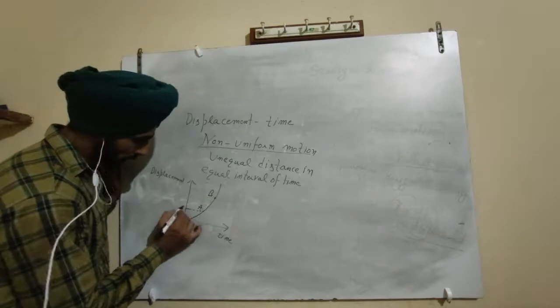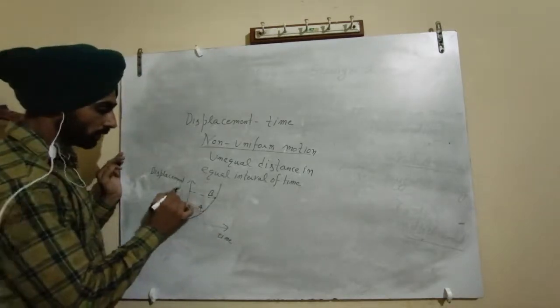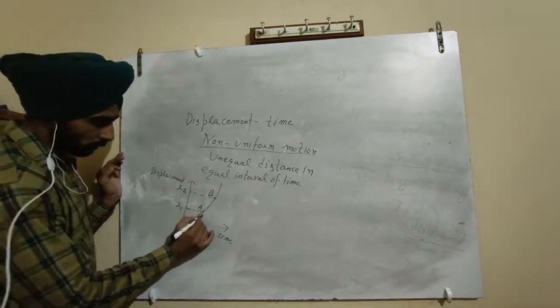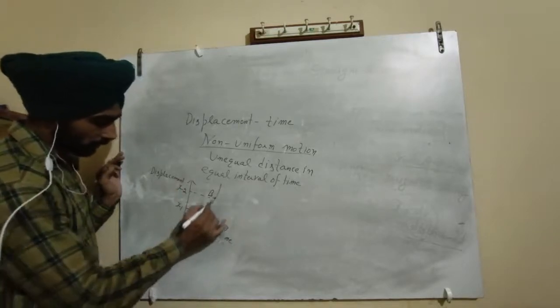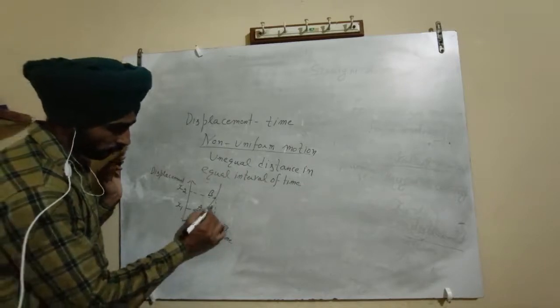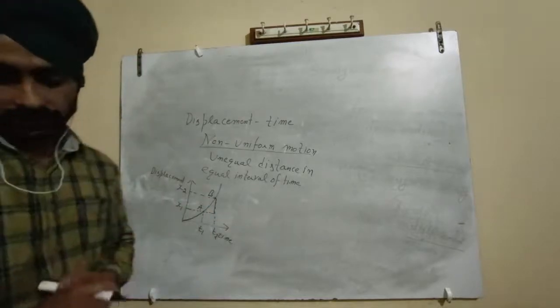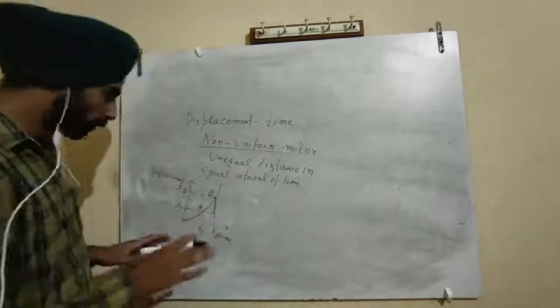So according to A, displacement is x1. According to B, displacement is suppose x2. According to A, time is suppose t1, and according to B, time is t2. Join these points like this. Now calculate the slope. Again you calculate the slope.